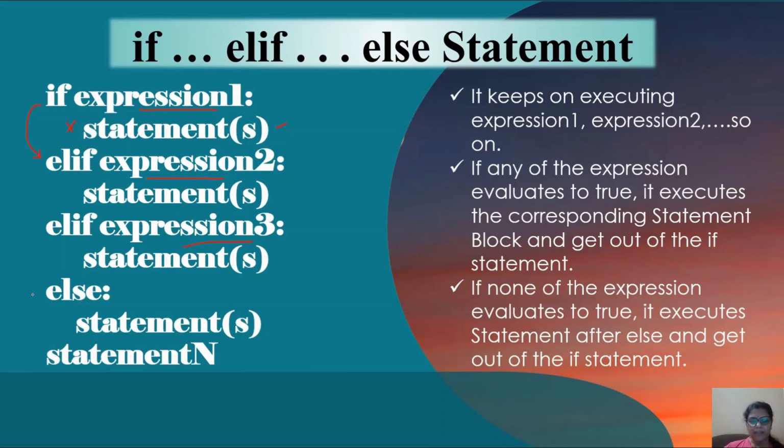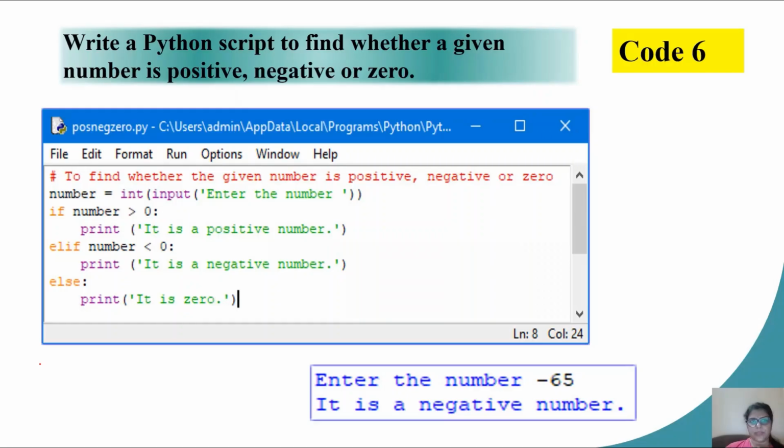Finally, you may have a final else statement which will be executed when all the above given expressions evaluate to false. In that case, the statements written under the final else are going to be executed. Statement N, anyhow, is outside the if block, right? So it will be executed at the last. Let us see this again with an example.